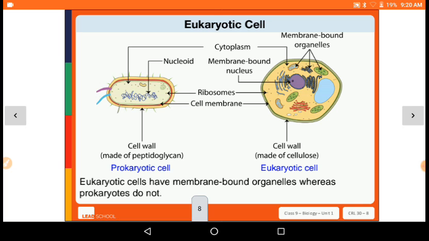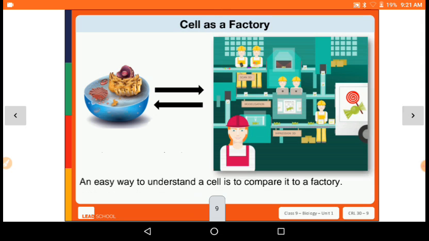So here in the figure you can see both have cytoplasm, cell wall, ribosomes, cell membrane. Nucleus we can see in eukaryotic cell, and nucleoid we can see in prokaryotic cell, and membrane bound organelles we can see in eukaryotic cell. So eukaryotic cells have membrane bounded organelles, whereas prokaryotic cells do not have membrane bounded organelles.